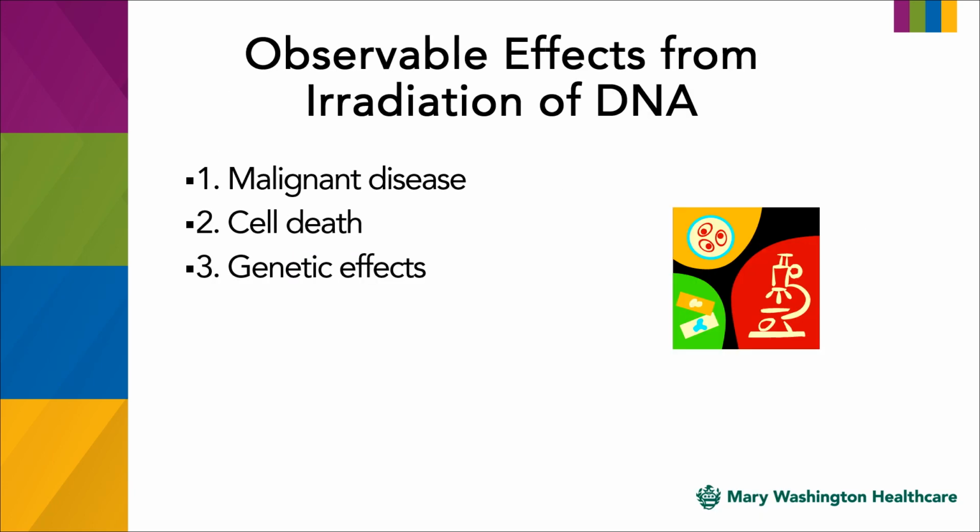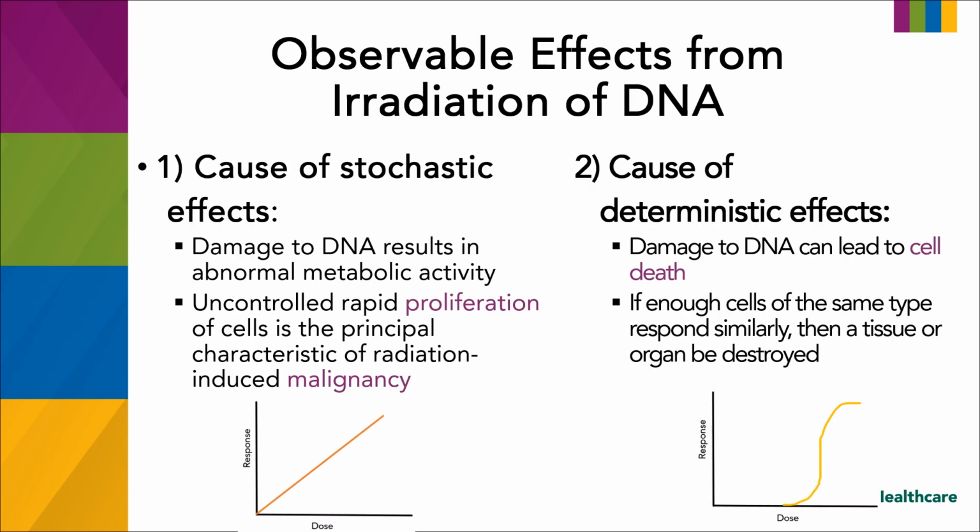Three observable effects from irradiation of DNA include malignant disease, cell death, and genetic effects. The cause of stochastic effects is damage to the DNA that results in abnormal metabolic activity. Uncontrolled rapid proliferation of cells is the principal characteristic of radiation-induced malignancy. Stochastic effects have a linear non-threshold dose-response relationship that we'll talk about in the next section.